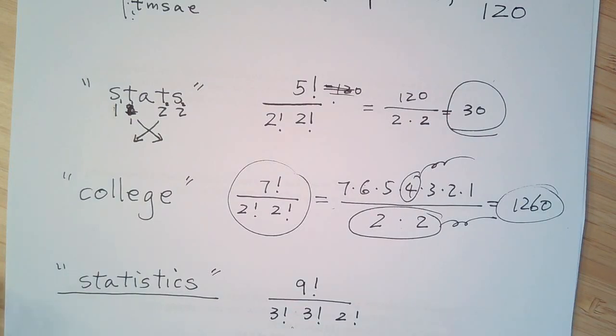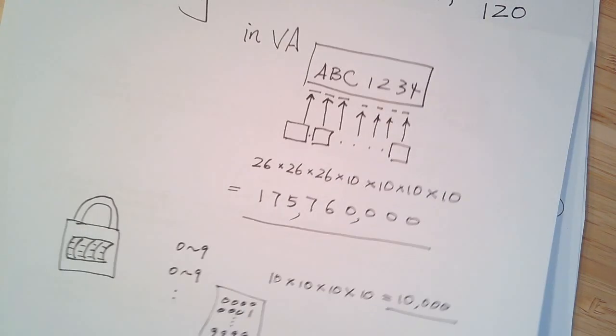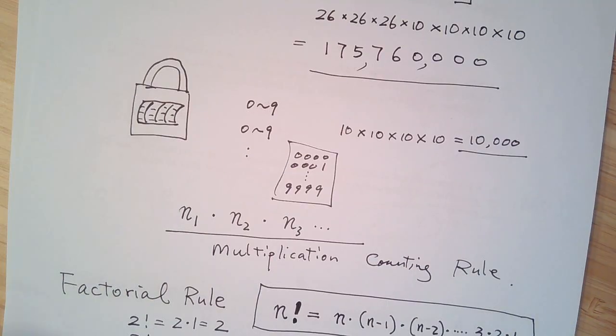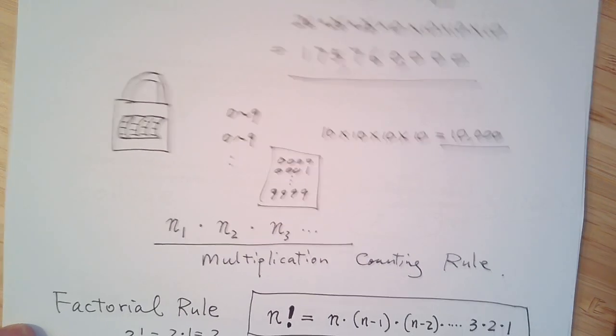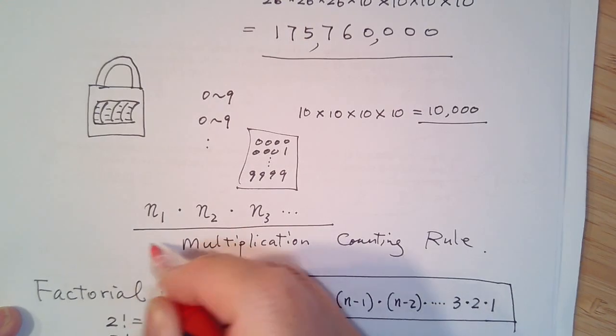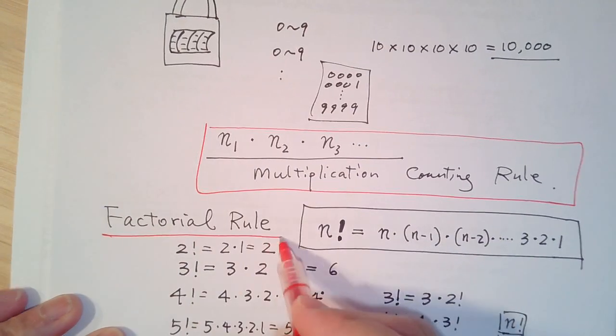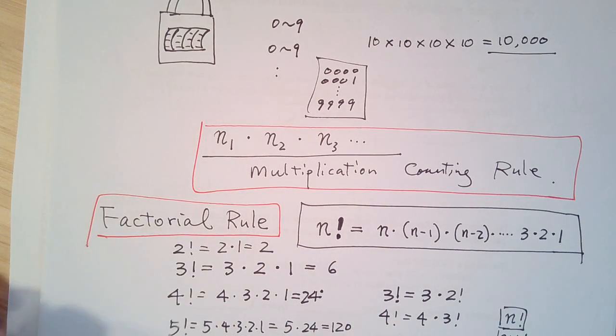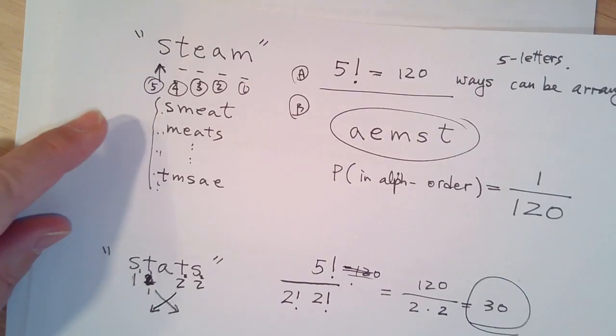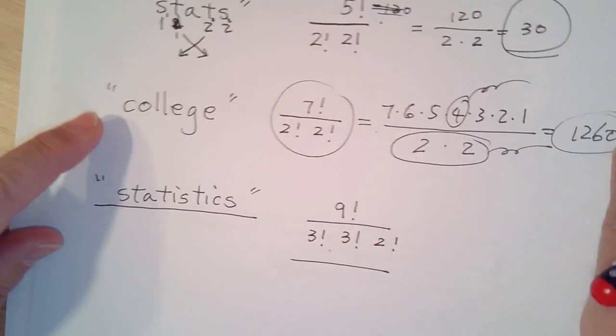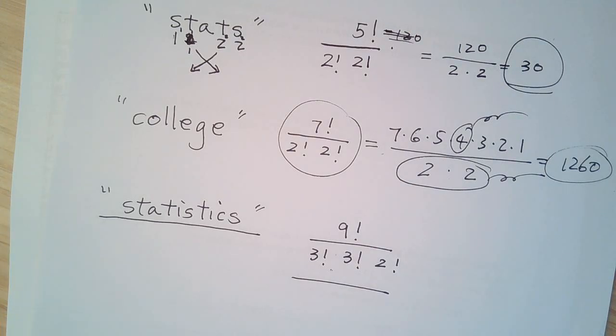So far what we learned is counting. We learned 2 rules. One is called the multiplication counting rule. And then we learned the factorial rule. After this rule, we learned how to figure out how many different ways you can rearrange the letters if there are no repeats and if there are some repeated letters. All right, so this is what we learned for the counting part.